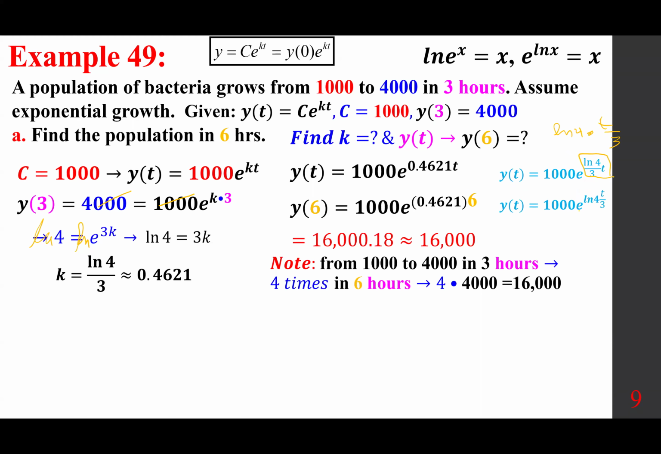And e to the power of ln 4 is simply 4. So if you go this route, and now replace the t with 6, you get 6/3, which is 2. That's 4 squared, 16 times 1000. That gives you exactly the same answer.